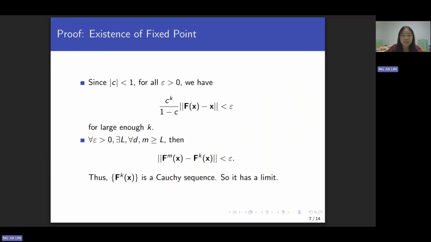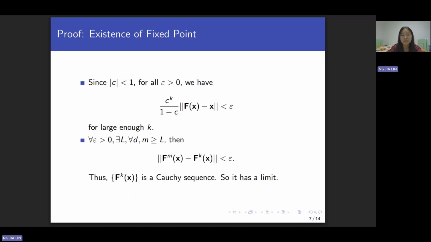So the whole thing will be very small. And then for all epsilon greater than 0, there will exist a big L, and for all k and m greater than or equal to L, we will obtain that the distance of fm and fk will be smaller than epsilon, which is what we want to prove, that it is a Cauchy sequence.